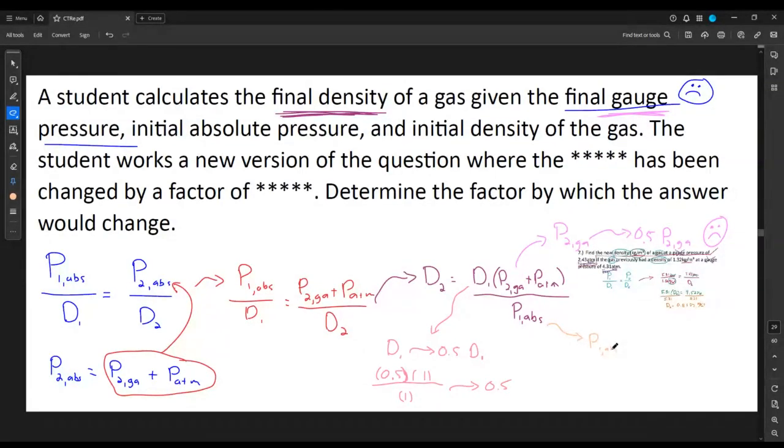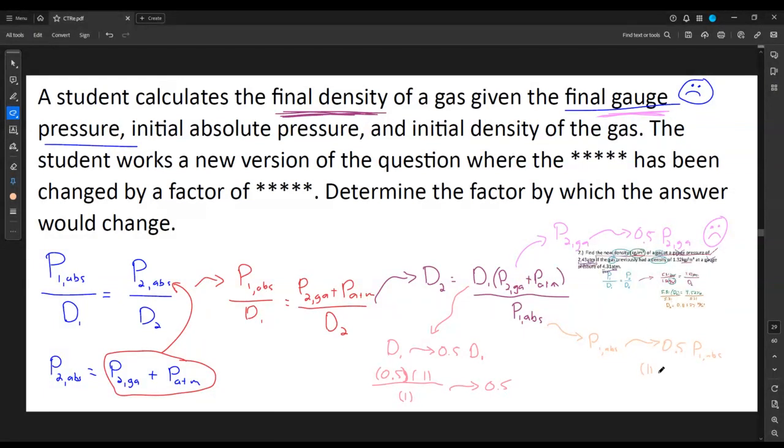So the initial or original absolute pressure, if that's adjusted by some factor, then you need to notice where this variable, or where this information, goes inside of the formula. And then you can kind of eyeball and see what's going to happen. But let's work that out for sure.